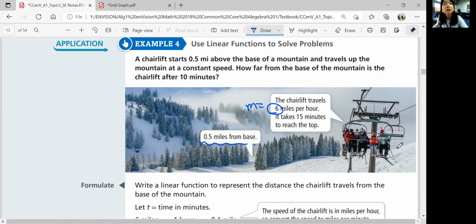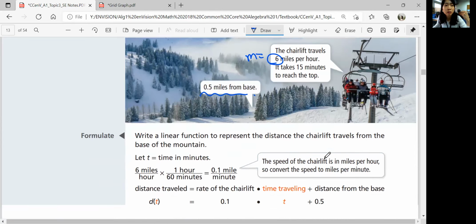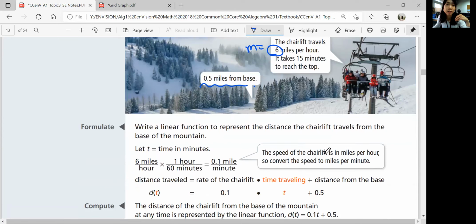So taking this information, we're going to write a linear function to represent the distance the chairlift travels from the base of the mountain. Okay, we're going to let t be time in minutes. Instead of x, we're going to use t. And t is your domain now. Okay, so 6 miles per hour is your speed. And if we multiply that by 1 hour over 60 minutes, because that's the conversion rate for hours to minutes, our new speed is 0.1 mile per minute.